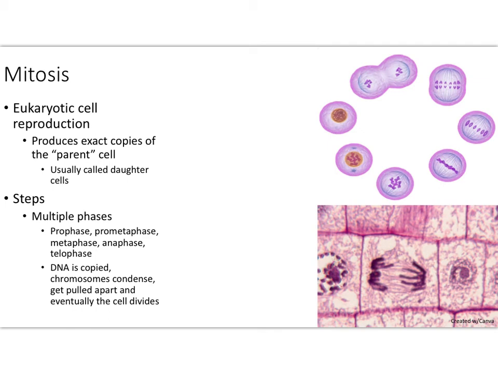So remember, with mitosis, you have to have multiple phases. Part of this is due to the fact that there is a nucleus and that there are multiple chromosomes. So prophase occurs, prometaphase occurs, metaphase, anaphase, telophase. And during all of these different steps, the DNA is replicated, the chromosomes line up, they get pulled apart, they get separated, and then eventually 2 new cells will form through the process of cytokinesis, which is when the cells actually separate from each other.